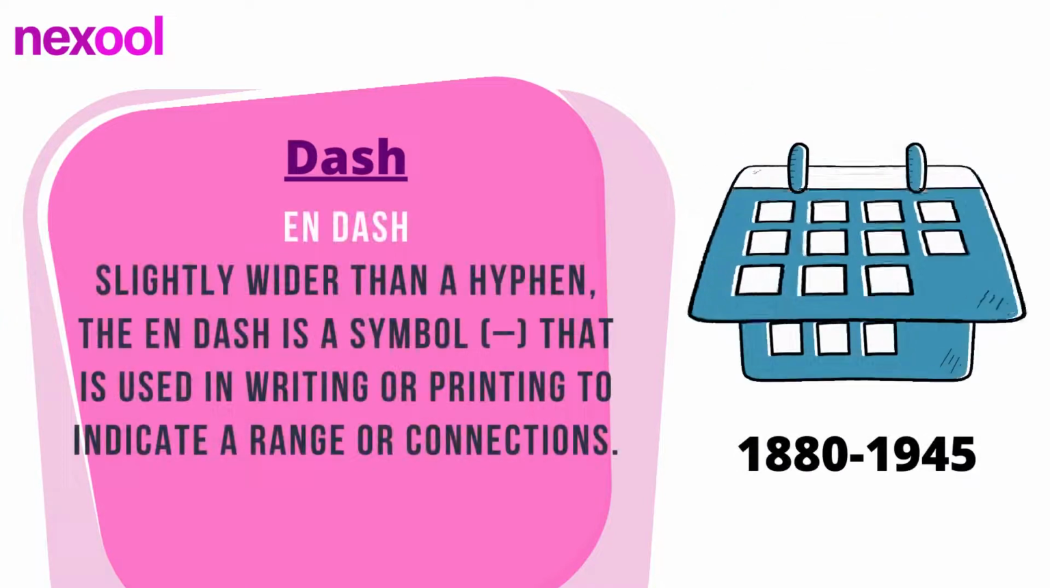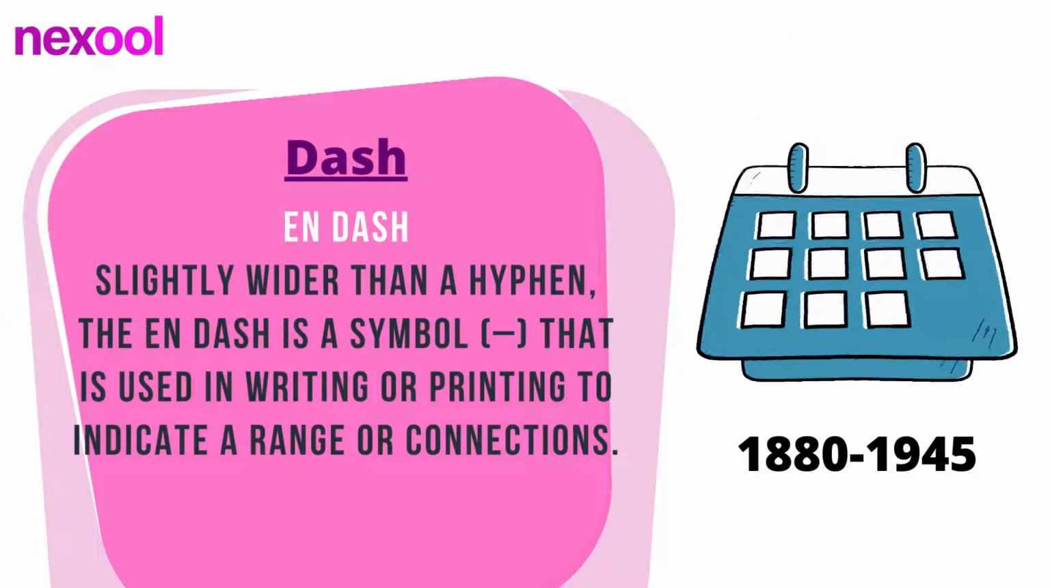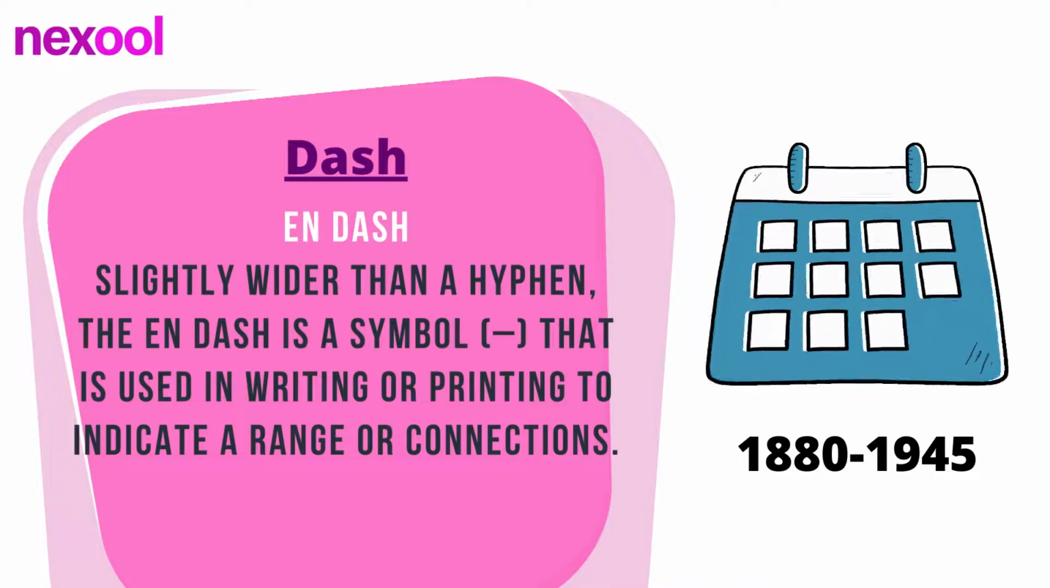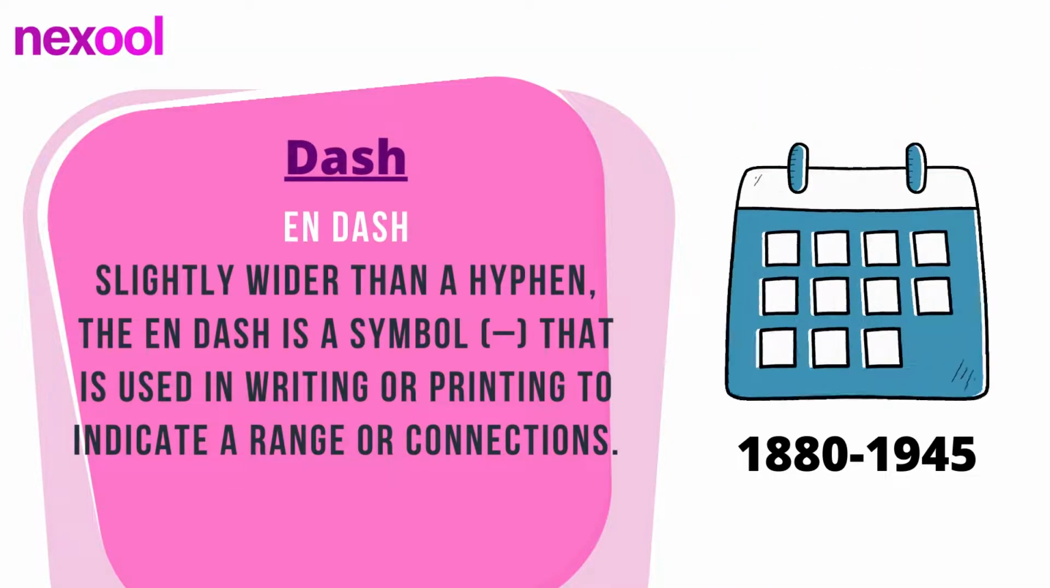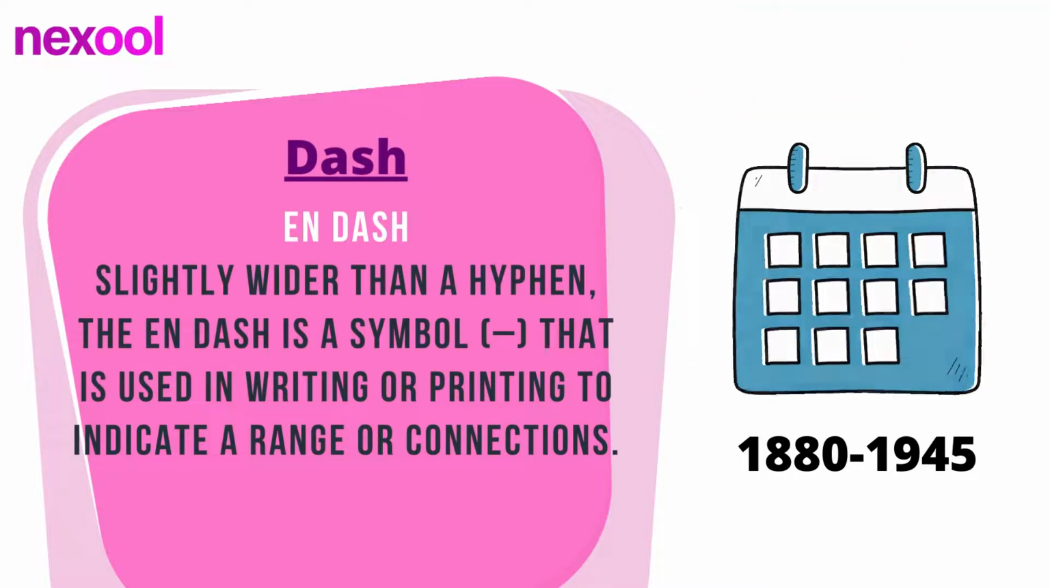N dash. Slightly wider than a hyphen, the N dash is used in writing or printing to indicate a range or connections. For example, 1880–1945.